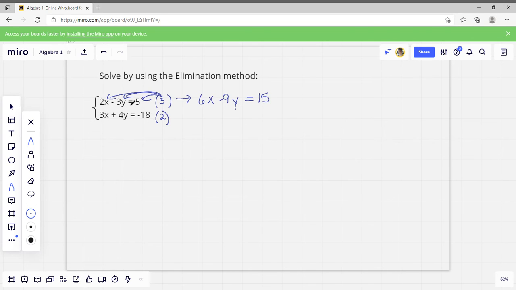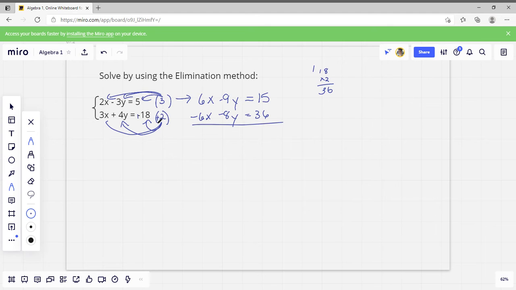Okay, and now I'm going to do the same thing here. Oh, this has to be negative 2 because we need it to subtract. So if I just said 2 times 3, I'm going to get 6x, but I need it to be negative 6x. Alright, so negative 2 times 4 would be negative 8y. And then negative 2 times negative 18, those negatives cancel. 2 times 18, 36.